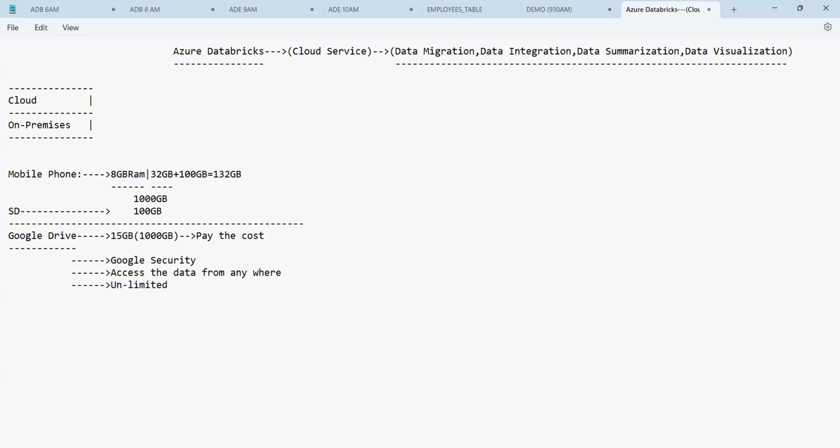So as an individual, we are moving to store the data in the Google Drive rather than storing the data in the mobile phone, because of the following reasons. Security reason, the second is accessing reason, and the third reason is the unlimited storage.